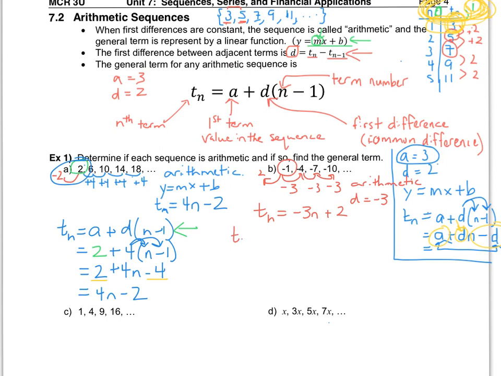Or you could use that little formula we have, your original a value, the starting term, and then d times n minus 1. A is -1, add -3 times n minus 1, expand and simplify, and we get -3n plus 2. Okay, so either one, whatever works for you.